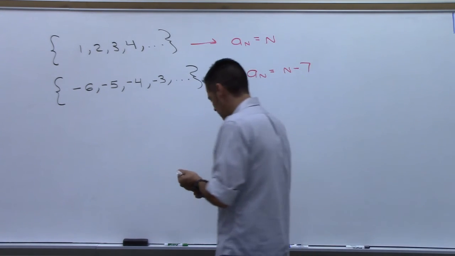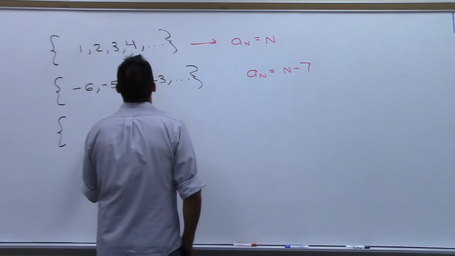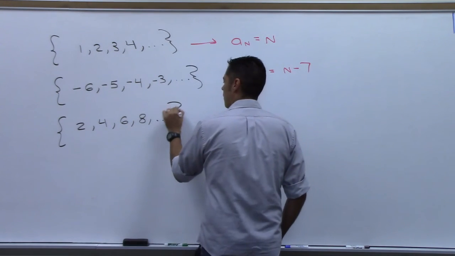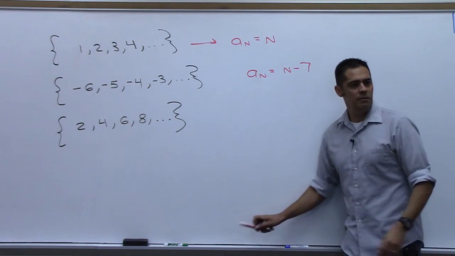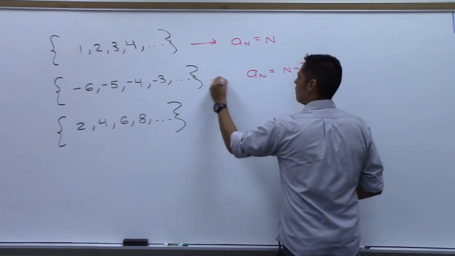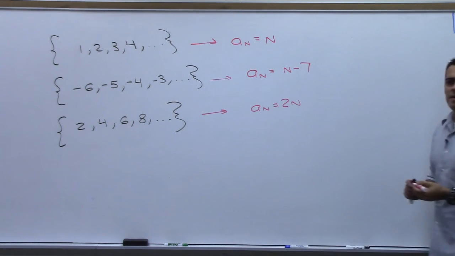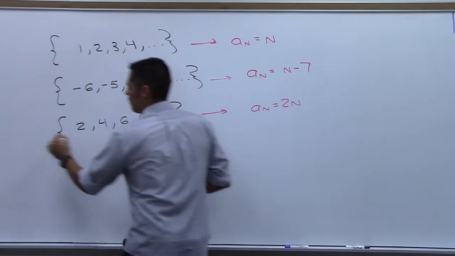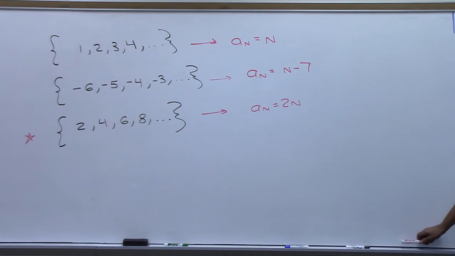All right, how about this? N times 2? 2n? So 2n generates even numbers, right? This is an important one. We're going to want to generate even numbers quite a bit in here. So just remember, 2n is what does that.